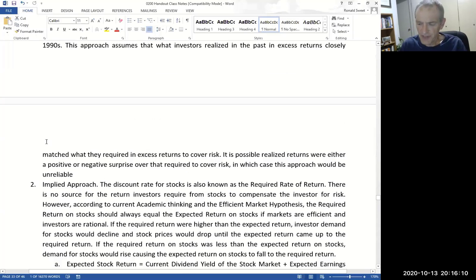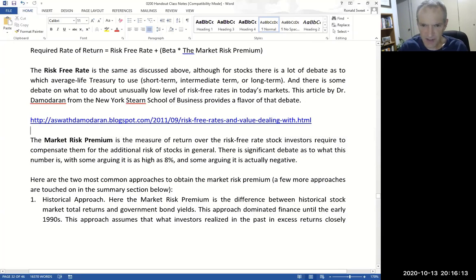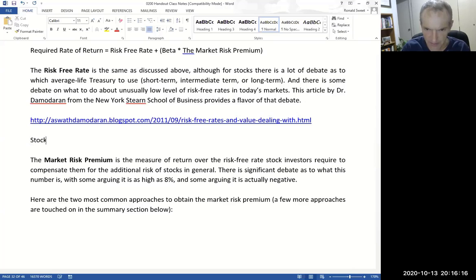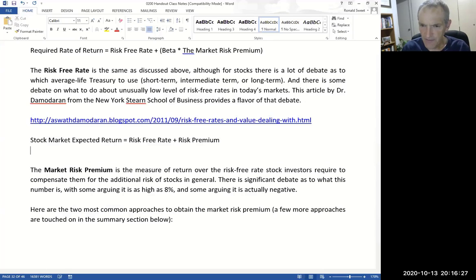So the theory says for the stock market, expected return should be the risk-free rate plus some risk premium. And for the stock market, we call that risk premium the market risk premium. That's for all stocks. So for the average stock, how much extra return do you need over 10-year treasuries to induce people just to invest in the stock market? Not in one particular company, but in the entire stock market. So that's the overall market.